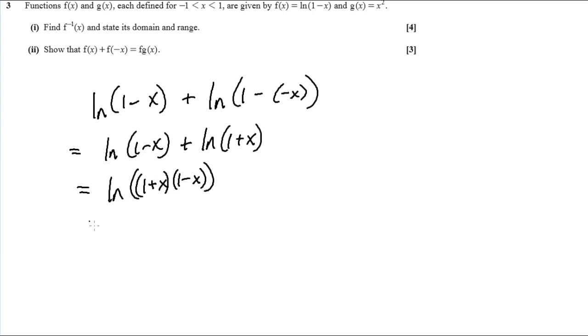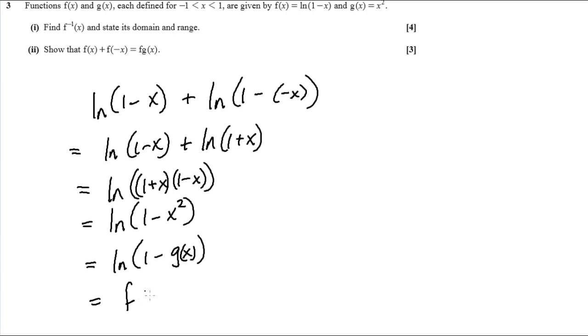And by the law of difference of two squares, you get 1 take x squared, and x squared is actually g(x). 1 take g(x), which is just f of g(x). So that is proven.